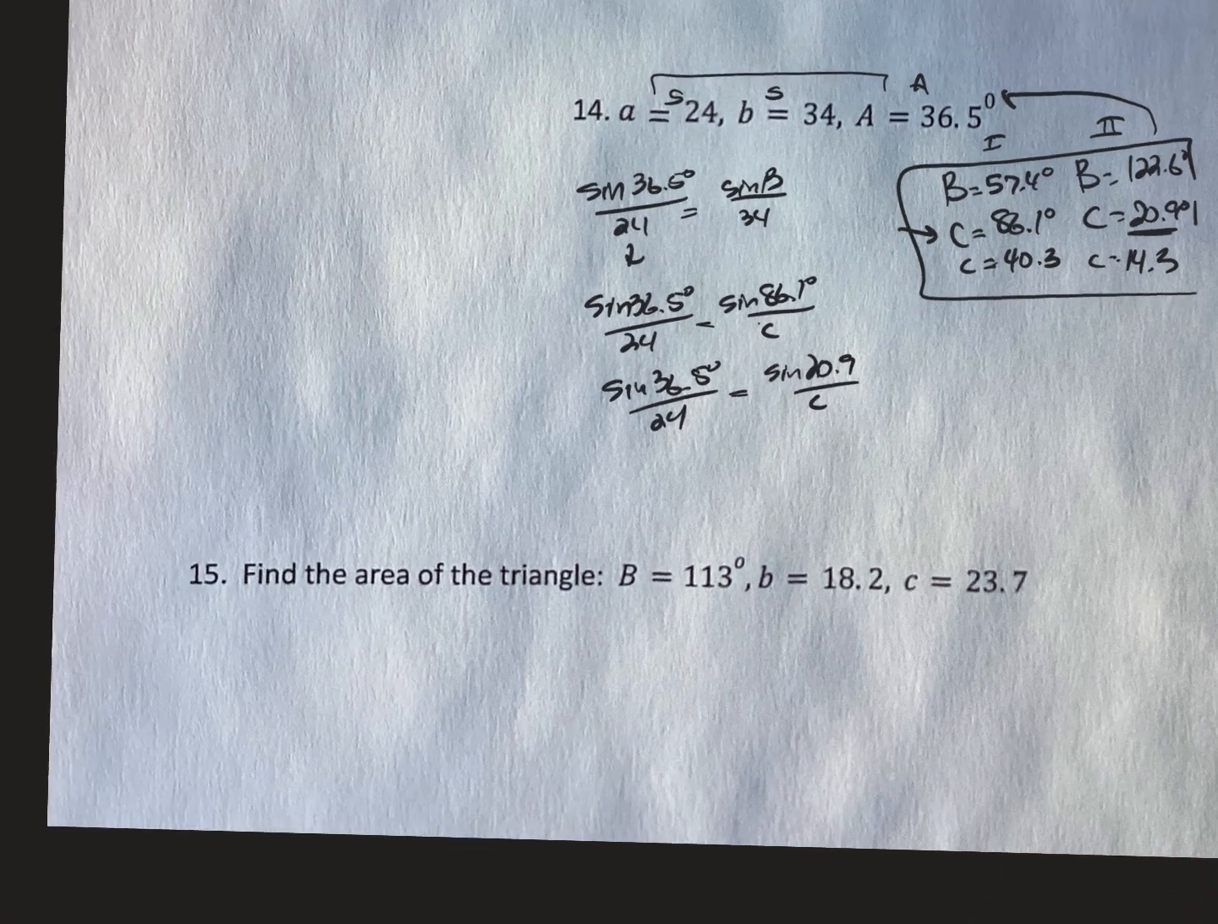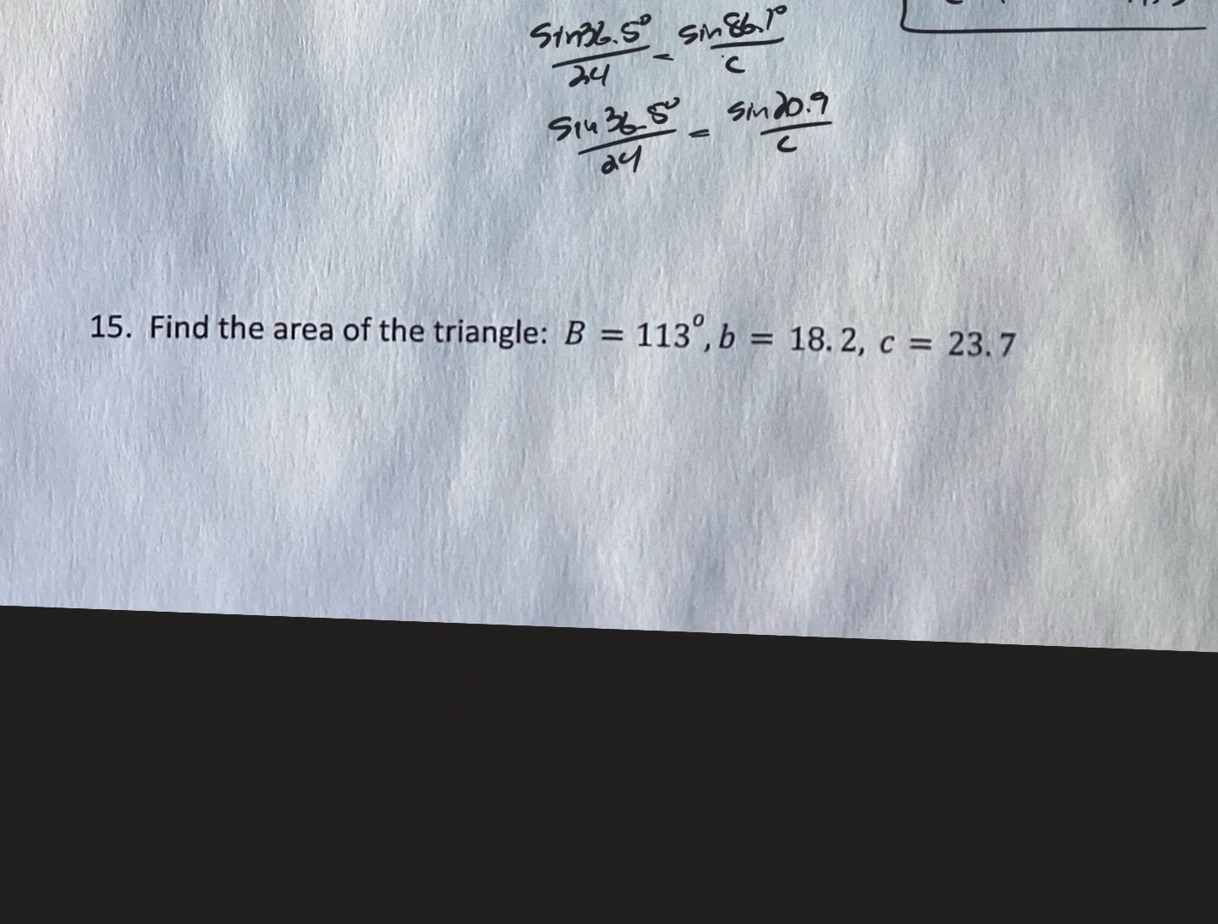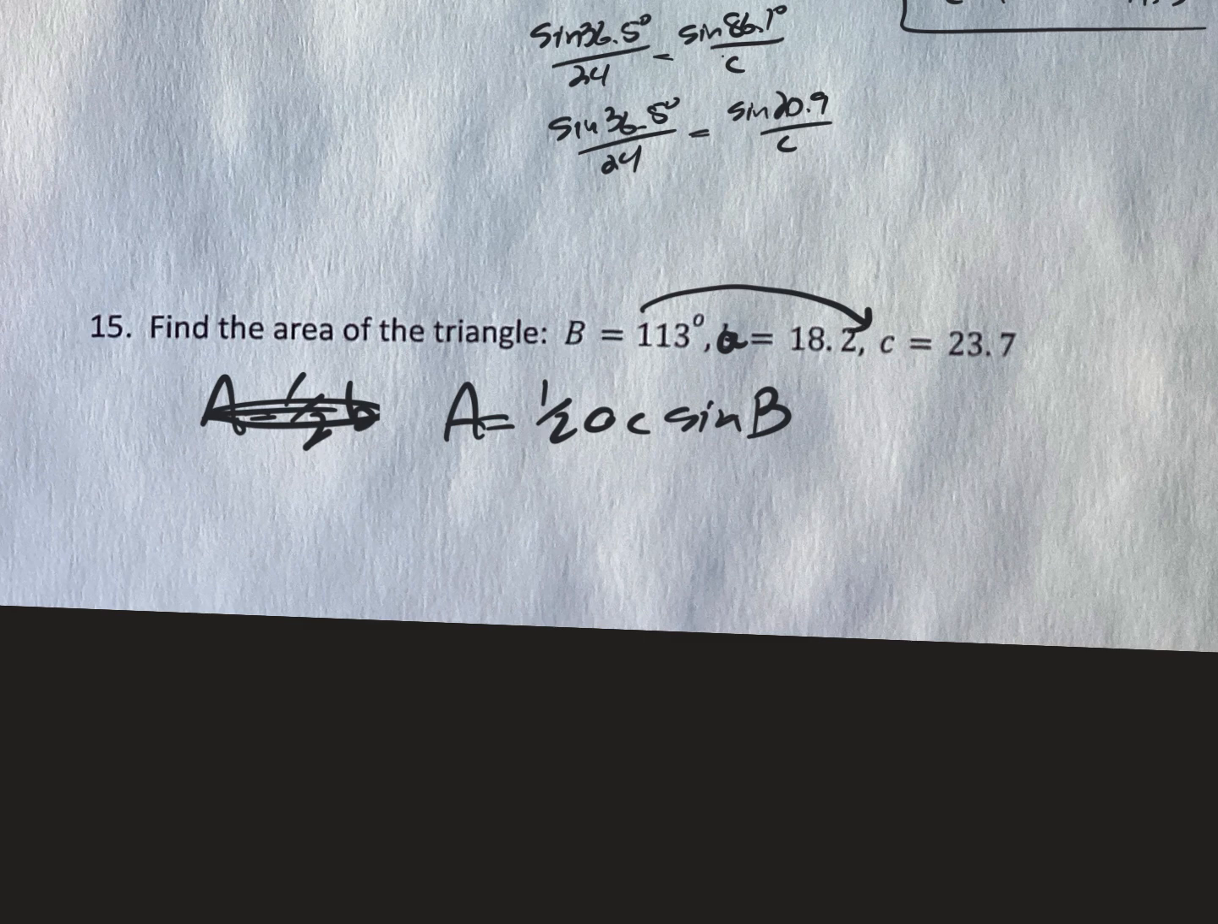All right, and the last one, find the area of the triangle. Remember the formula for every triangle, area equals 1/2. In this case, actually these letters are wrong. Let's change that B right there to A, that's a typo. In this case, it'd be area equals 1/2 AC sine B. It's always the included angle. If you redraw the triangle, angle B would be between side A and side C.